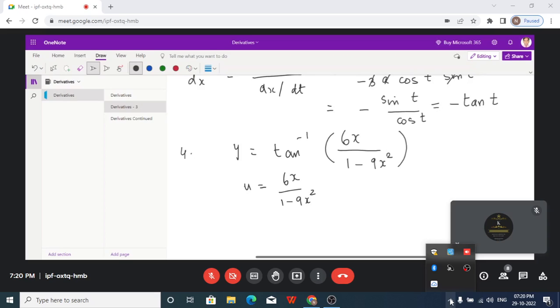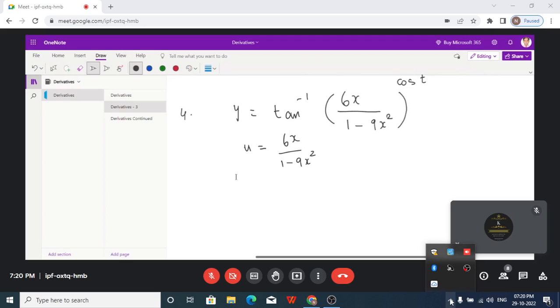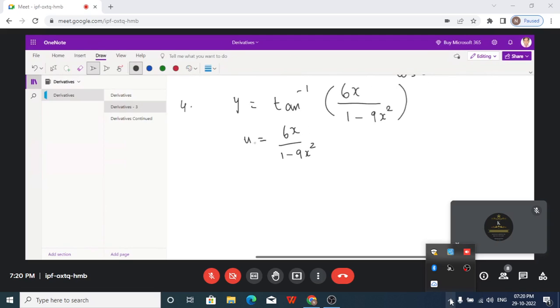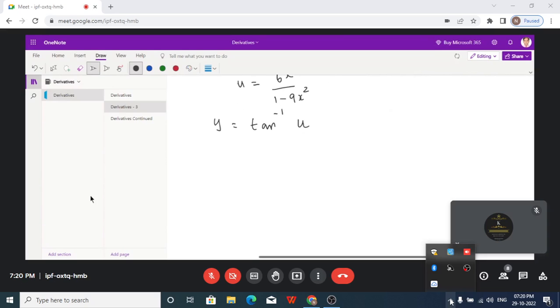Okay, keep your answer, so we will work it out. Okay, so we take u equal to 6x by 1 minus 9x square. Then what happens? y equal to tan inverse u. So dy by dx equal to dy by du into du by dx. So that is your chain rule.